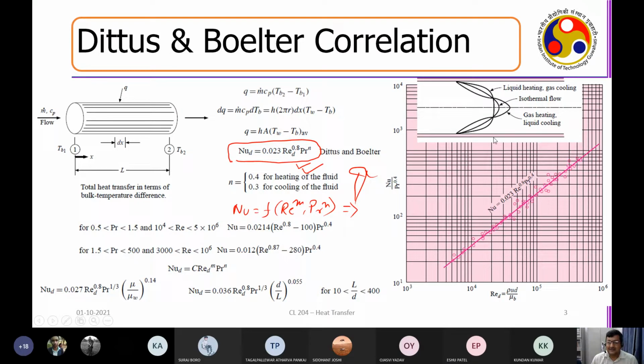So inside a pipe flow, I can still manage different types of situations just by having a very common equation, which is called the Dittus-Boelter equation. And then for a given flow, given condition, I find these exponents. For example, the Prandtl number to the power n, with n equal to 0.4 for heating of a fluid, and n equal to 0.3 for cooling of a fluid.